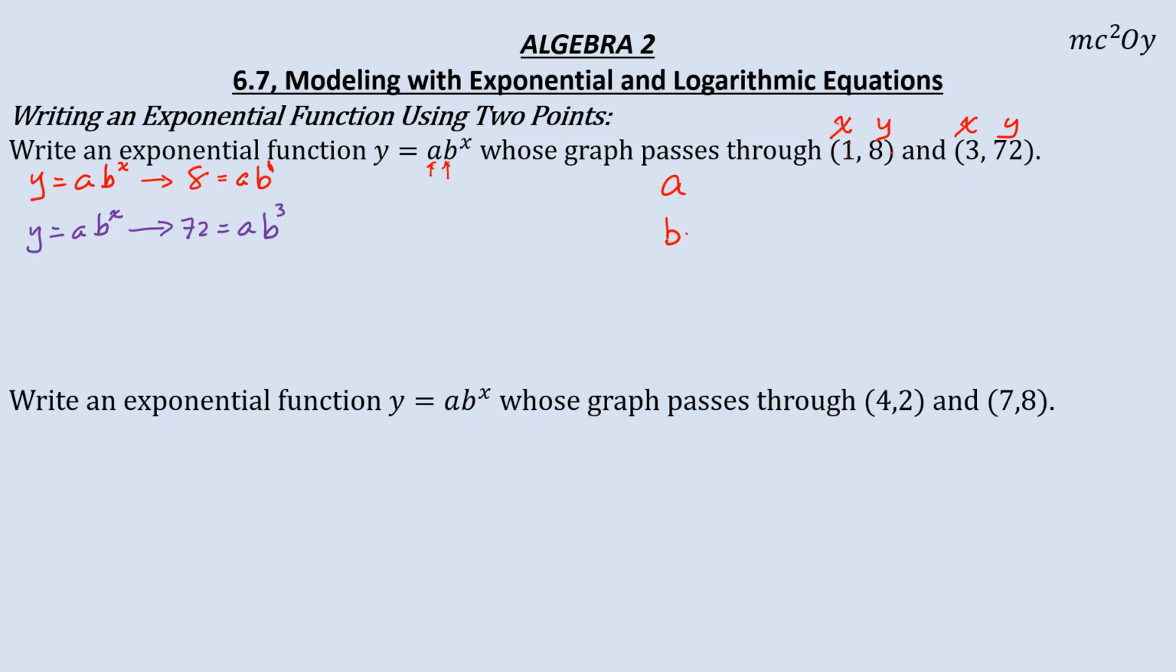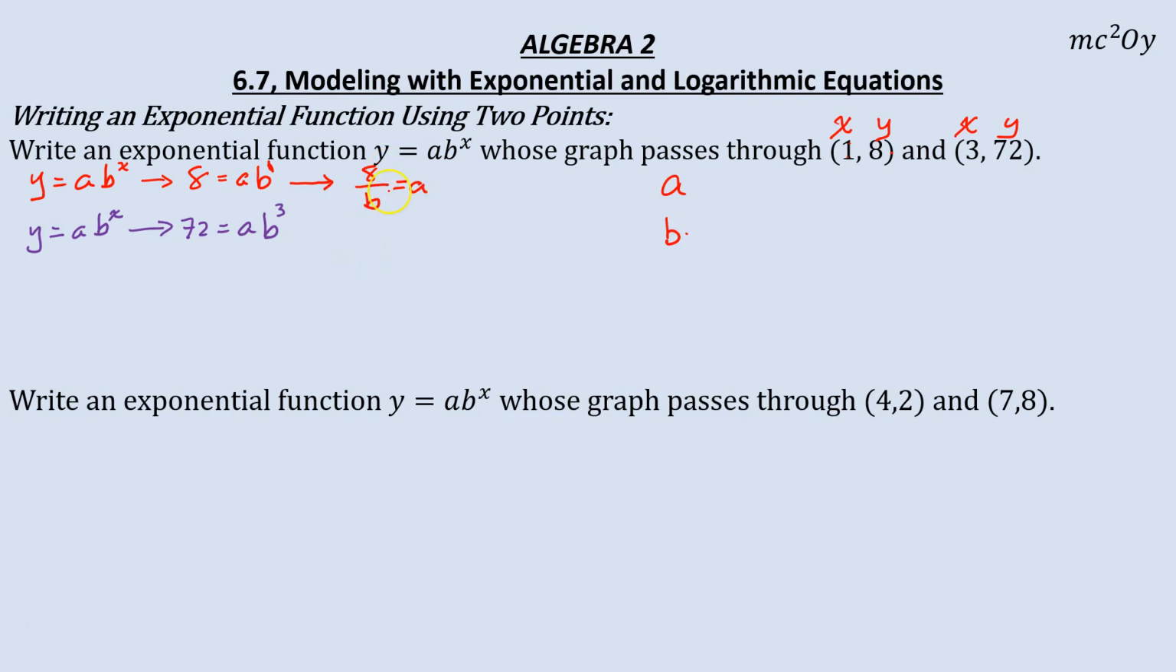Well, I need to solve one of those equations for A. I'm going to use the first one just because it lends itself better as I'm working down the page. I'm going to go ahead and divide by b to the first. And by the way, b to the first is just b, right? Remember, b to the first is just b, so I'm eventually just going to erase that first power. So a is equal to 8 over b.